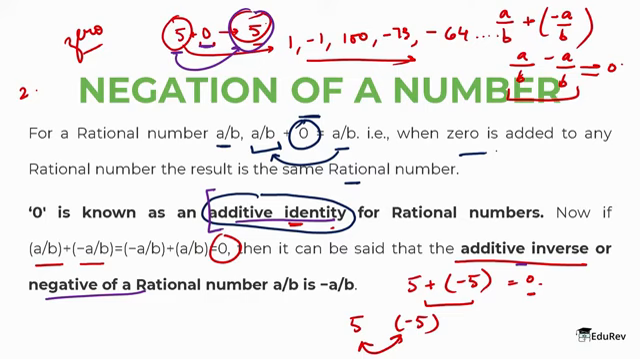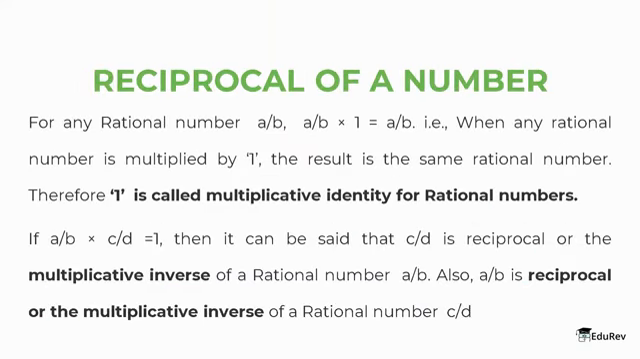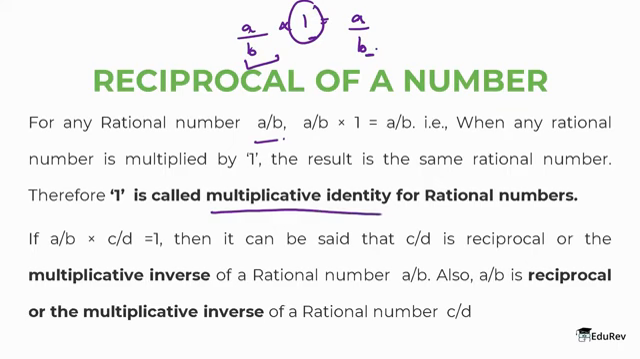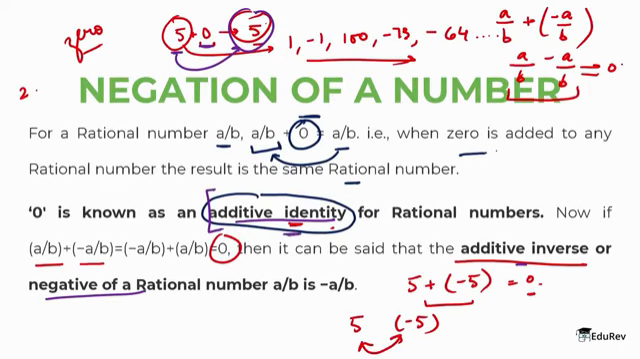Now let's move forward to another concept, which is the reciprocal of a number. So let's see what is the reciprocal of a number. For any rational number, let's say a by b, a by b into 1 is nothing but a by b, right? That means whenever I multiply 1 with any rational number, I will get the number itself. Therefore, 1 will be termed as the multiplicative identity for rational numbers. Now, in the previous slide, we studied about the additive identity.